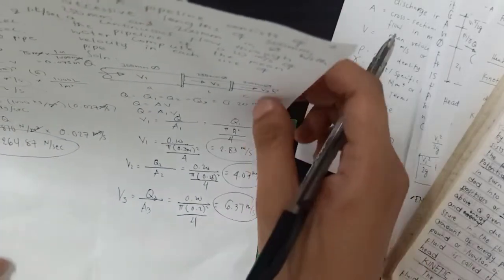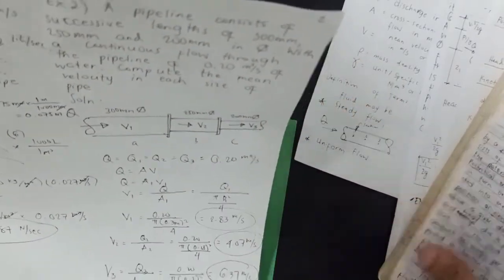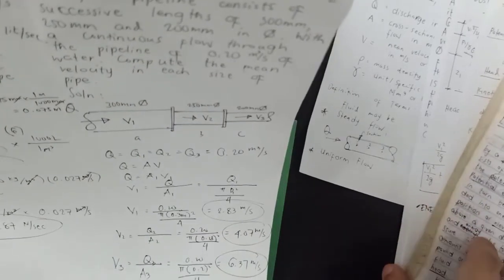So those are the examples for the first topic, flow rate. Next is energy and head.